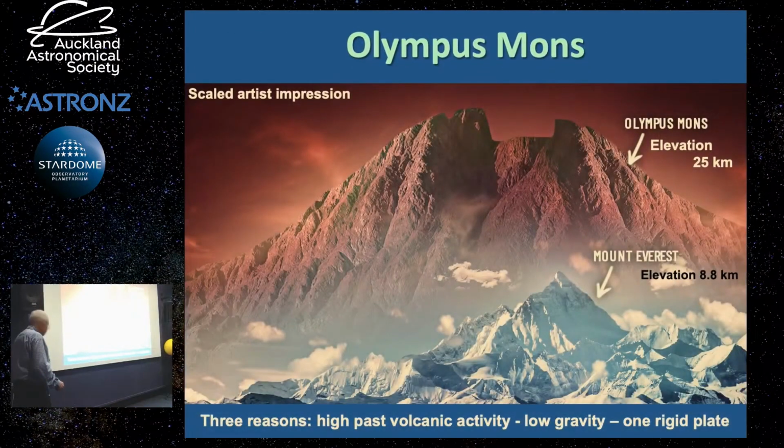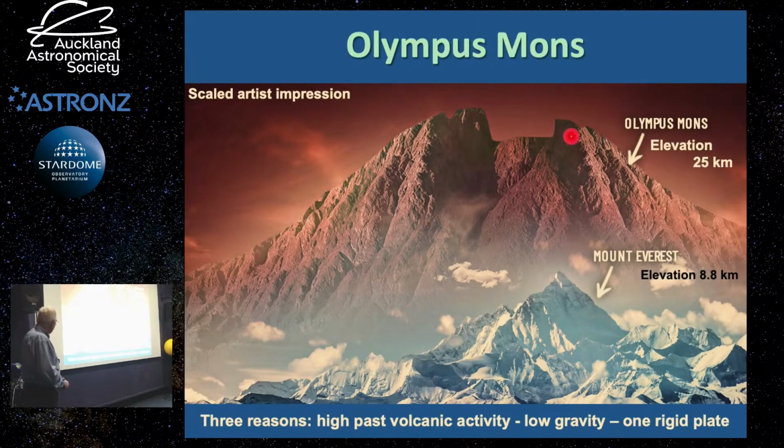The largest volcano in the solar system is on Mars, Olympus Mons. And this is a scaled artist impression. You can see Mount Everest. We think we're pretty cool on Earth with our Mount Everest. It's about 8.8 kilometres high. You're looking at 25 kilometres high for Olympus Mons, 3 times the height of Everest.